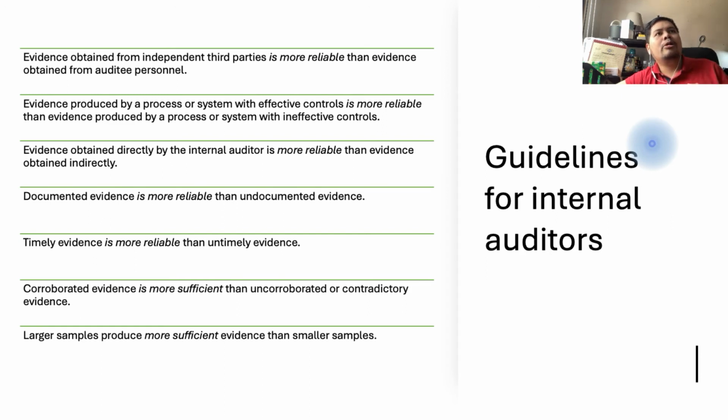Let's say, for example, the scope of our audit is for the year 2021. And then, ang nakuha nating evidence is in a document dated 2020. Hindi na reliable yan sa ating audit work. Ang more reliable is yung pasok doon sa ating scope of time sa ating audit work, which is 2021 dapat. Okay? So, second to the last, corroborated evidence is more sufficient than uncorroborated or contradictory evidence.